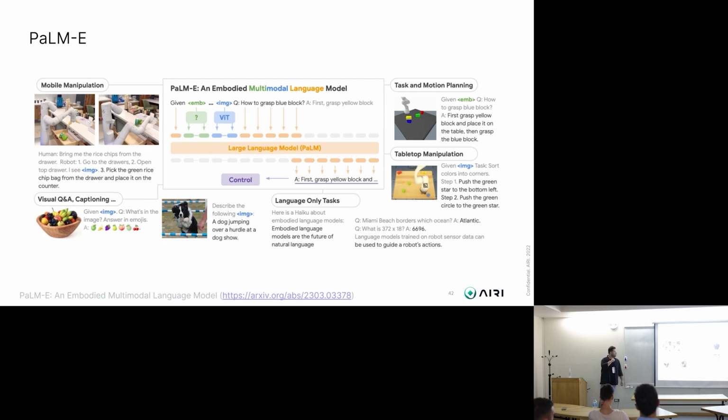But models have to know something about the environment and use a feedback signal. For this feedback signal, they use images. And again, here we can use transformers, such as visual transformers, to represent input images. Then, given a description in natural language, for example, sort colors into corners, and given the initial image, the model can predict high-level actions described in natural language. Like step 1, push the green star to the bottom left. Step 2, put the green circle to the green star.